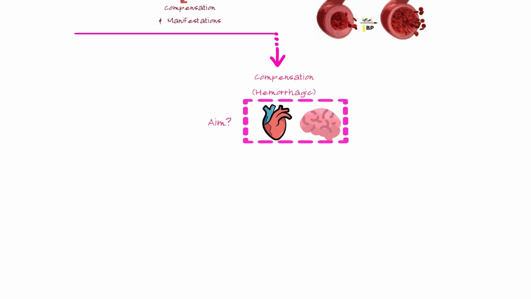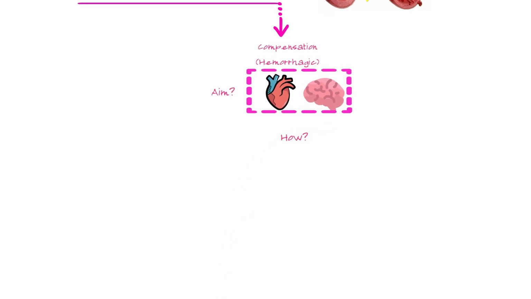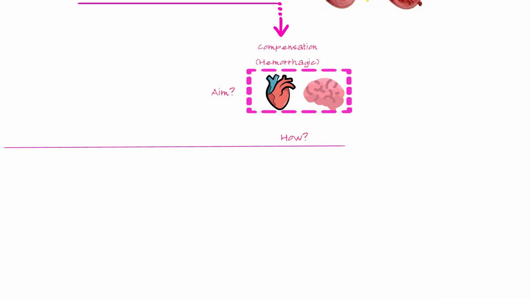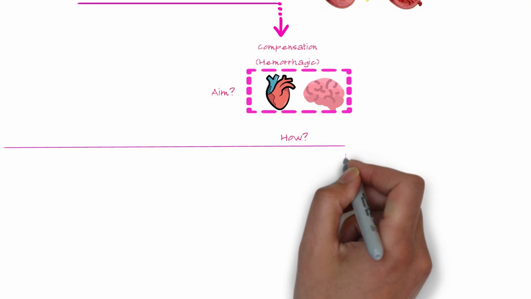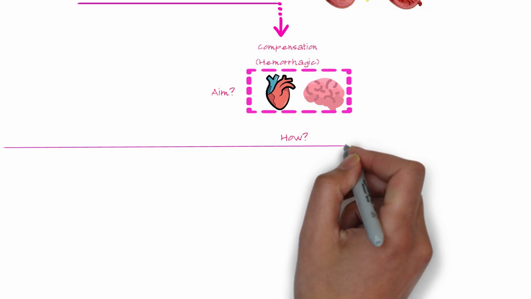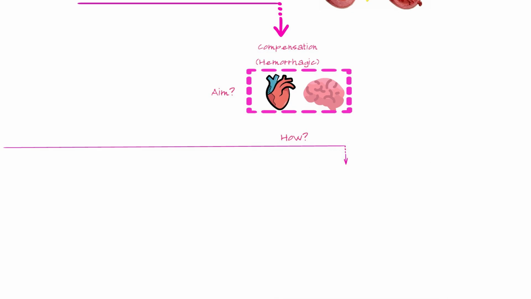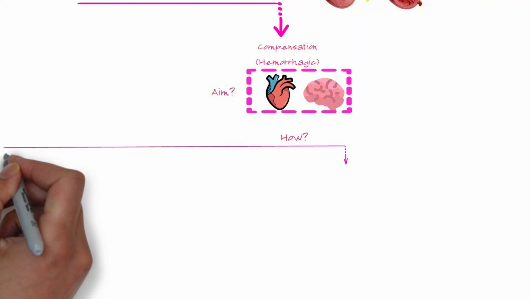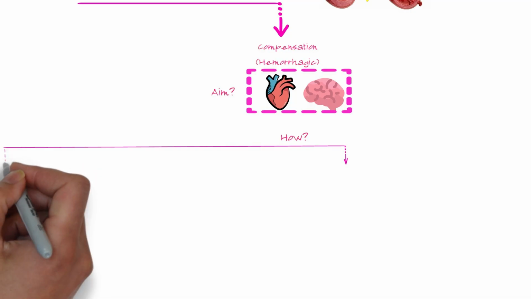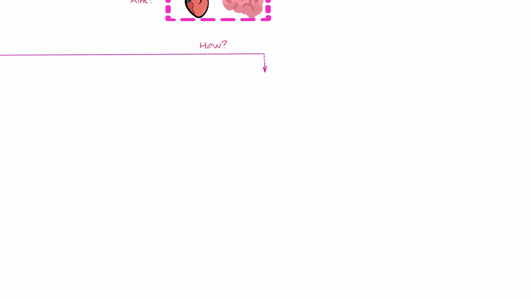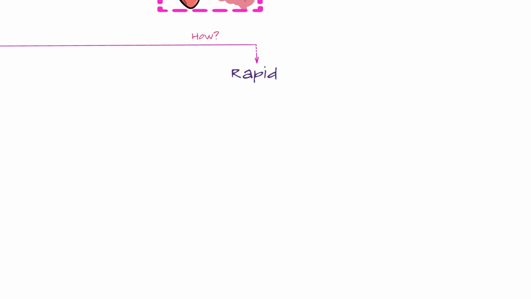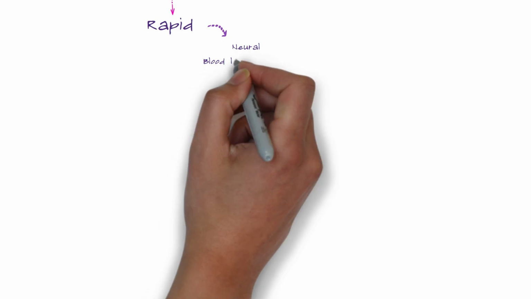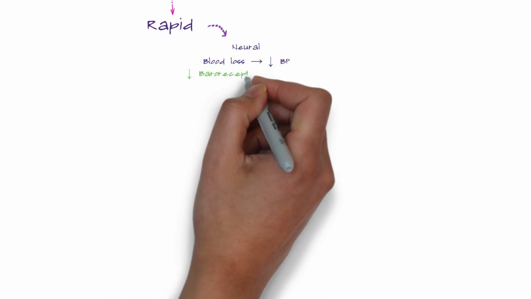So, to maintain the pressure and to redistribute the flow, we have two mechanisms, the rapid and the slow. The rapid compensatory mechanism is an immediate mechanism to maintain the blood pressure and to restore or redistribute the blood flow, and this is achieved as the drop in blood pressure results in decreased discharge from the baroreceptors, stretch receptors, and increased stimulation of the peripheral chemoreceptors.